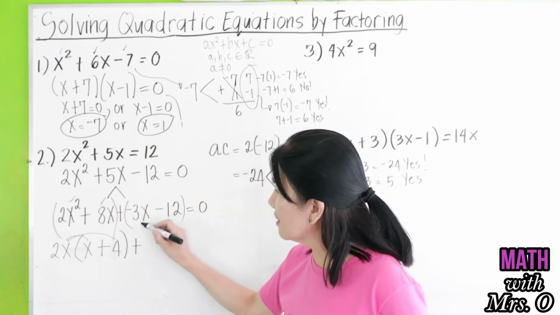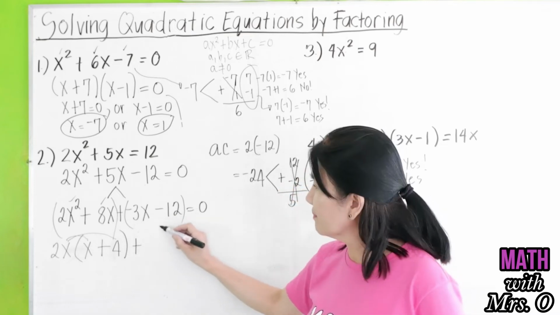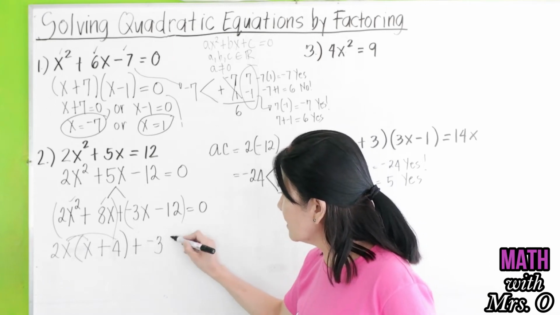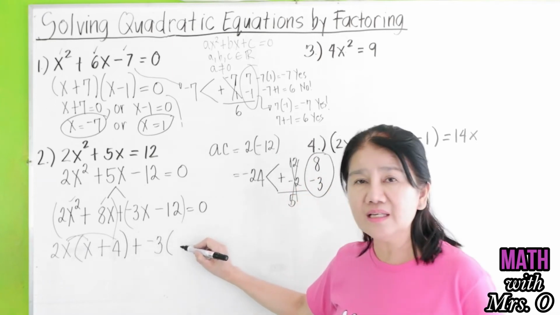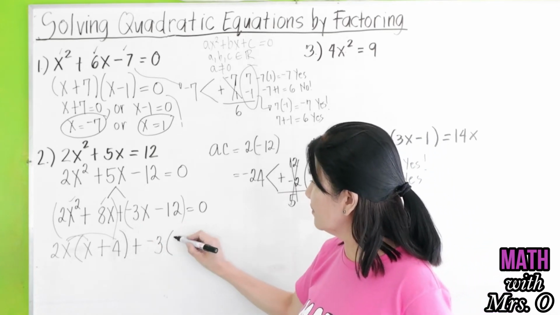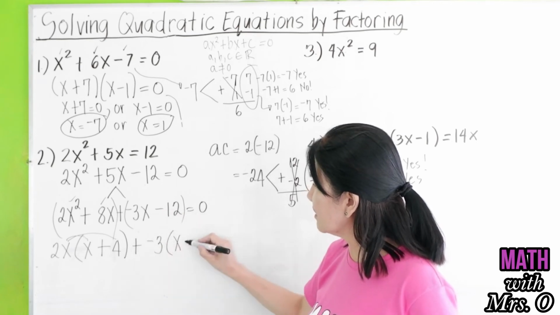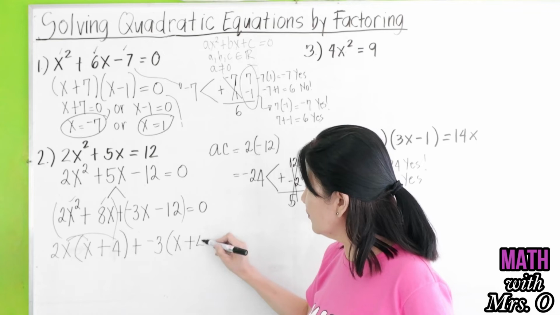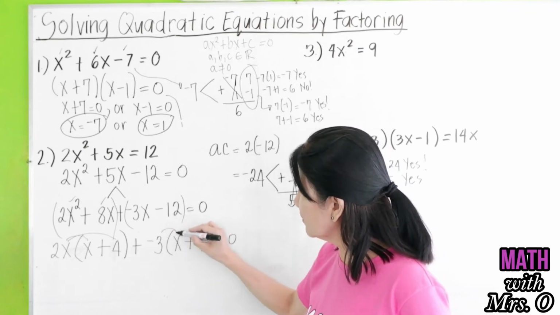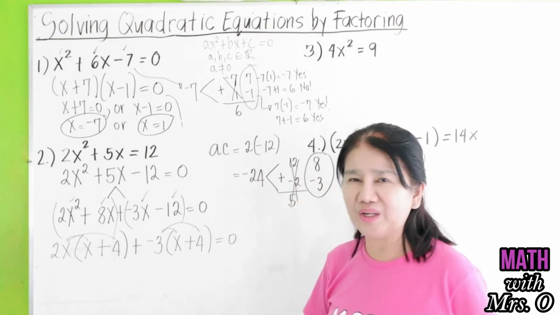You do the same thing here. What is the GCF of this? 3 and negative 12 give us negative 3 as a GCF. So negative 3x divided by negative 3 is x. Negative 12 divided by negative 3 is positive 4. Equals 0. Go back and check. Negative 3 times x is negative 3x. Negative 3 times 4 is negative 12.